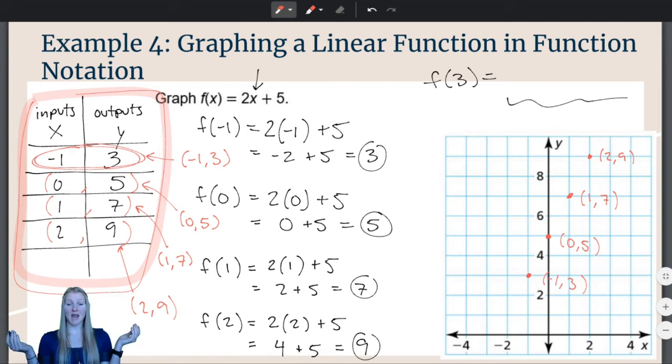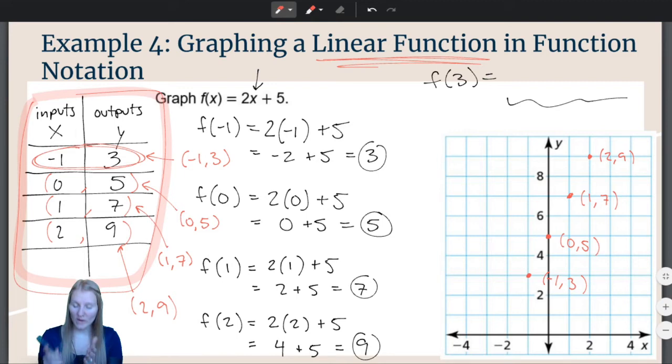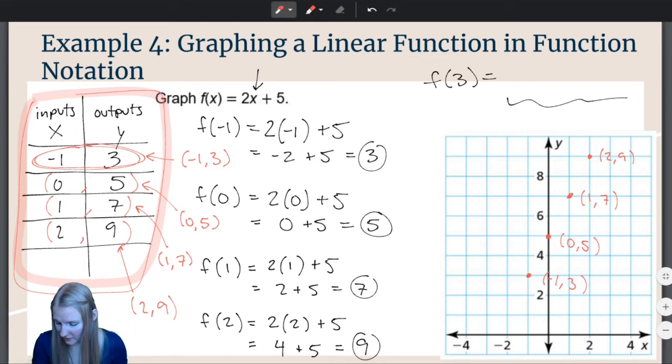Okay, now what? We just connect the dots. We know that we are graphing a linear function. So, all that is left to do is to connect the dots. That was not very pretty. Let me try that again. That was a little better, maybe. Okay, so, yeah, connect the dots, and there you have it.